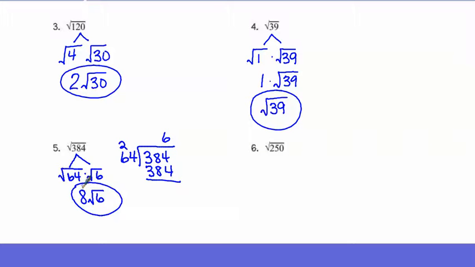And the last one. 25 evenly divides into 250. Its other factor being 10. Square root of 25 is 5, and the square root of 10 is a decimal, so we leave it as is.